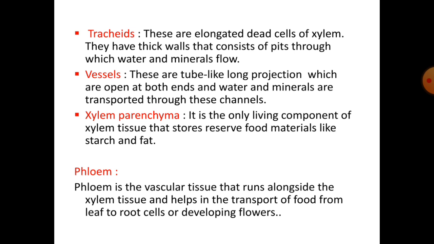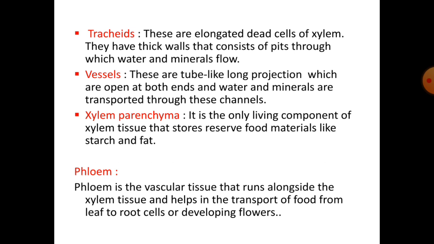Tracheids. These are elongated dead cells of xylem. They have thick walls that consist of pits through which water and minerals flow. Vessels. These are tube-like long projections which are open at both ends, and water and minerals are transported through these channels. Xylem parenchyma. It is the only living component of xylem tissue that stores reserved food materials like starch and fat.